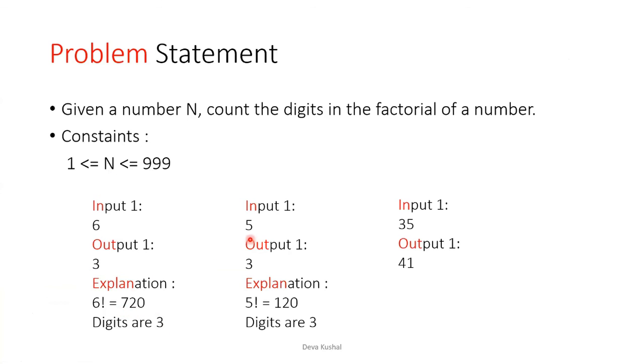Coming to the second example, 5 factorial gives us the value 120. Similarly, there are 3 digits in 120. So the output is 3. When it comes to 35, the number of digits in 35 factorial is 41. There is no data type which can hold a maximum of 40 digits.